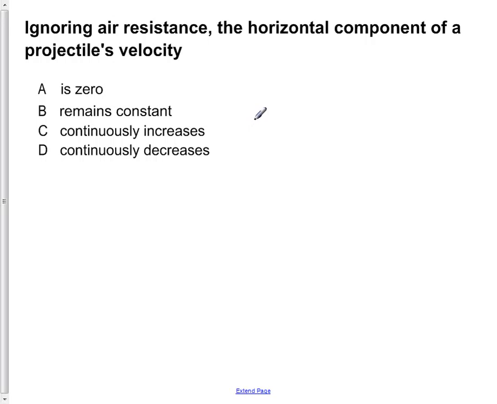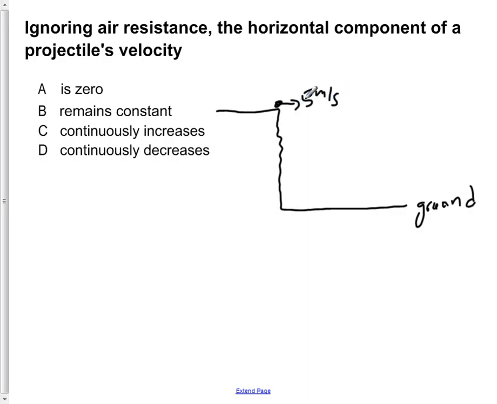Ignoring air resistance, the horizontal component of a projectile's velocity is: A, 0; B, remains constant; C, continually increases; or D, continually decreases. So if we're at the edge of, say, a cliff, and there's ground level beneath us, and you throw a ball horizontally with a certain velocity of, say, 5 meters per second, we want to know, as it follows its parabolic motion, whether or not it will increase its speed, decrease its speed, remain the same, or be 0.